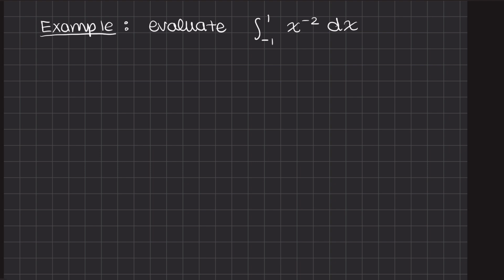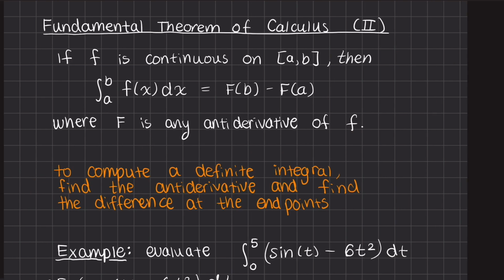All right, for this next example, I would suggest you pause the video and go ahead and try it. Okay, so this one might seem simplistic to just go ahead and routinely do: find the antiderivative of x to the negative 2, plug in the bounds. But for this one we have a problem, and we have to think back to what this theorem is saying, when we can use this theorem.